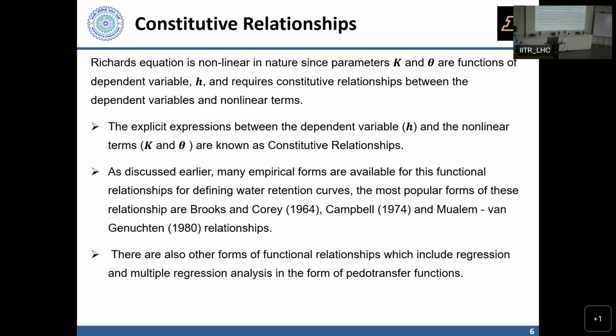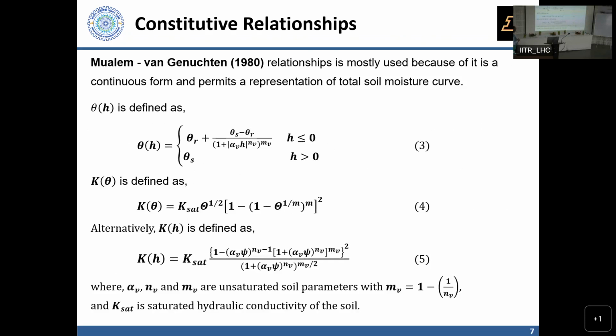There were many empirical relations which I mentioned in the last lecture, but nowadays most people resort to the Mualem-van Genuchten relationship, which has been widely used in literature for the K(theta) and theta(h) relationships. Theta as a function of h has four parameters. One is theta r, the residual moisture content. Theta s is the saturated moisture content, which is more or less equal to the porosity. Alpha v and nv are the van Genuchten parameters. Alpha is basically an inverse of the bubbling pressure, and nv characterizes the pore size, how the pores are distributed in the soil.